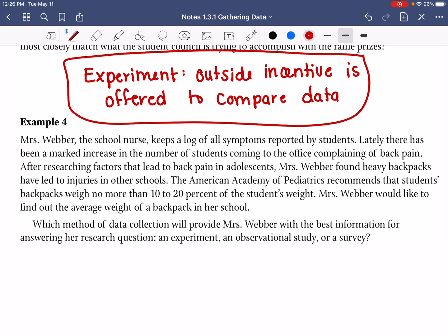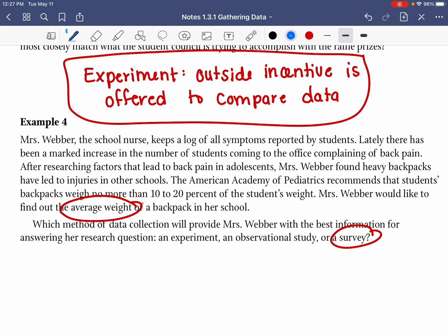So an experiment, she would subject them to some sort of outside activity or whatever. She's not going to do that. An observational study, she would just sit back and watch, right? But a survey, she would be able to ask them questions, like, does your back hurt? How much does your backpack weigh? How often do you carry it? Those kinds of things to be able to figure out the average weight of the backpack. So she would be able to survey them and ask them how much their backpack weighs. And then she would be able to ask them if they're having back pain and whatnot.